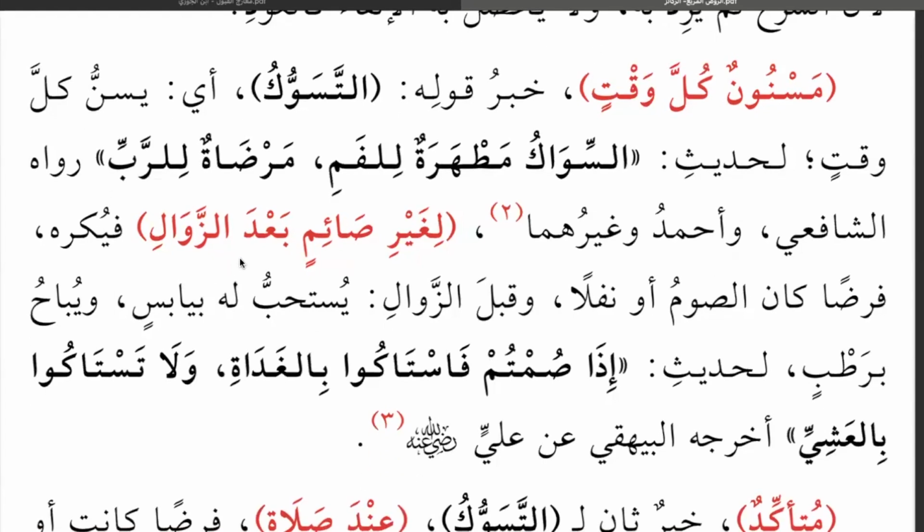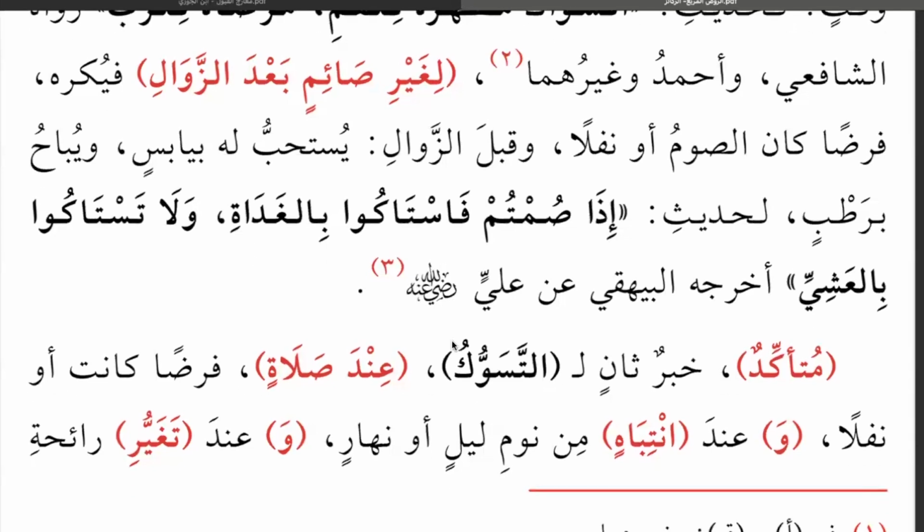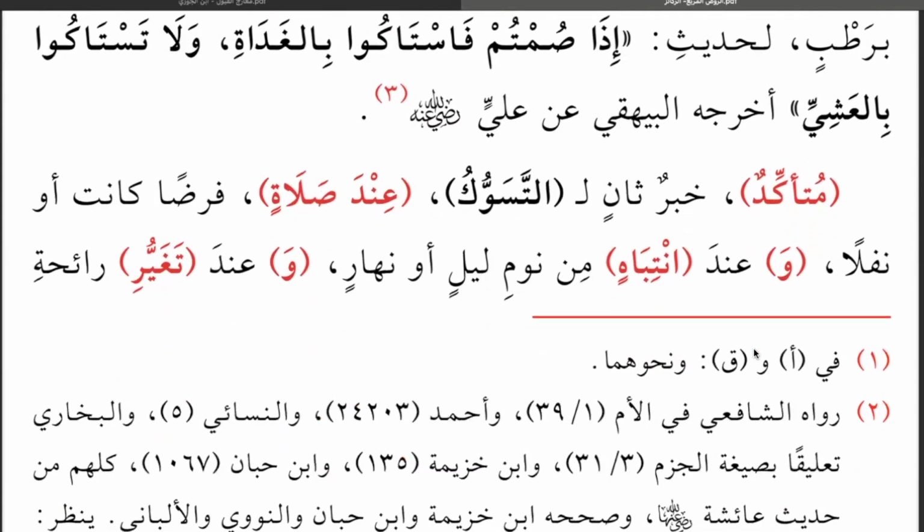Why is this mentioned in the morning before zawal? There is a hadith he mentions: لحديث إذا صمتم فاستاكوا بالغداء ولا تستاكوا بالعشي. He says أخرجه البيهقي عن علي رضي الله عنه. إذا صمتم, if you fast, فاستاكوا, this is the amr of the siwak. Then use the siwak بالغداء, meaning in the morning, ولا تستاكوا بالعشي, and do not use the siwak in العشي. العشي is after dhuhr or after asr, so the second part of the day.